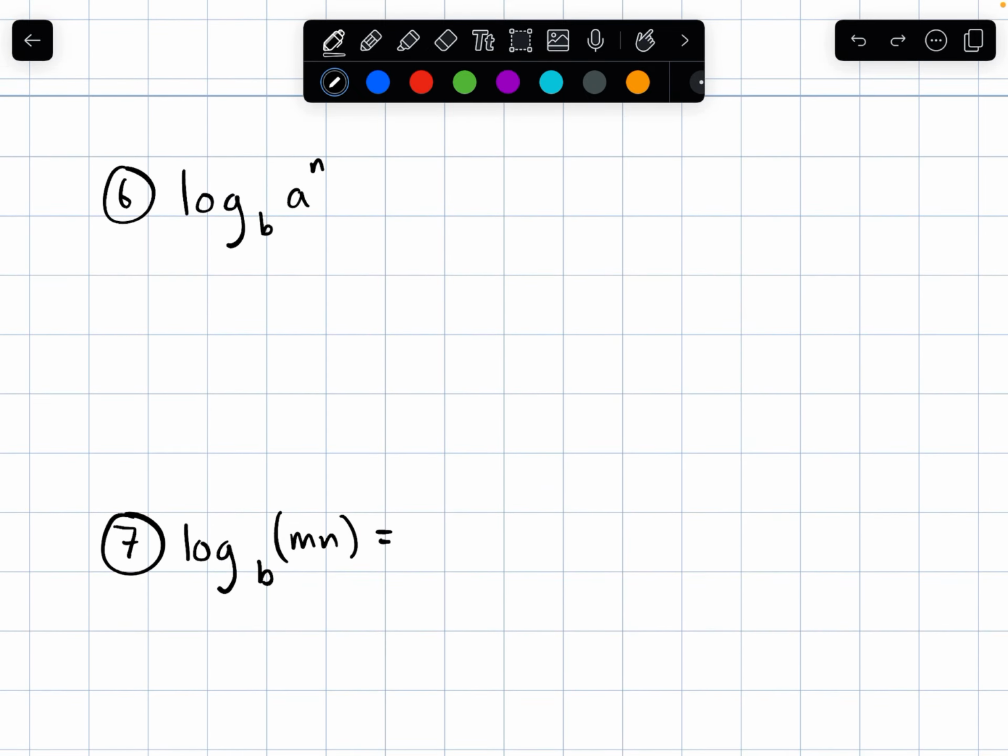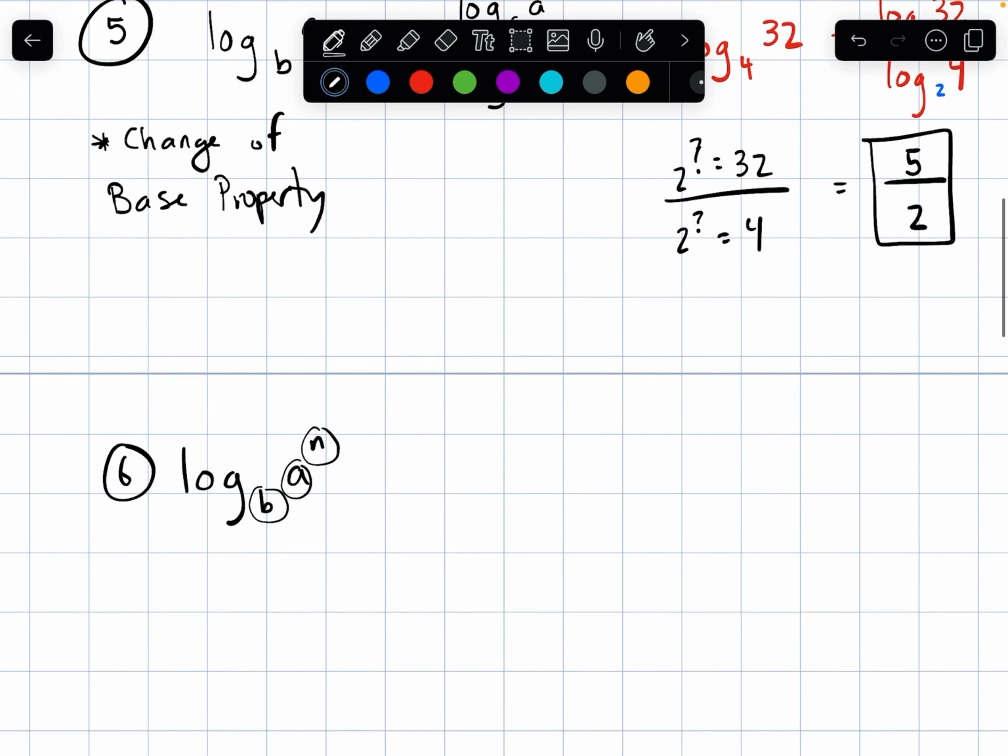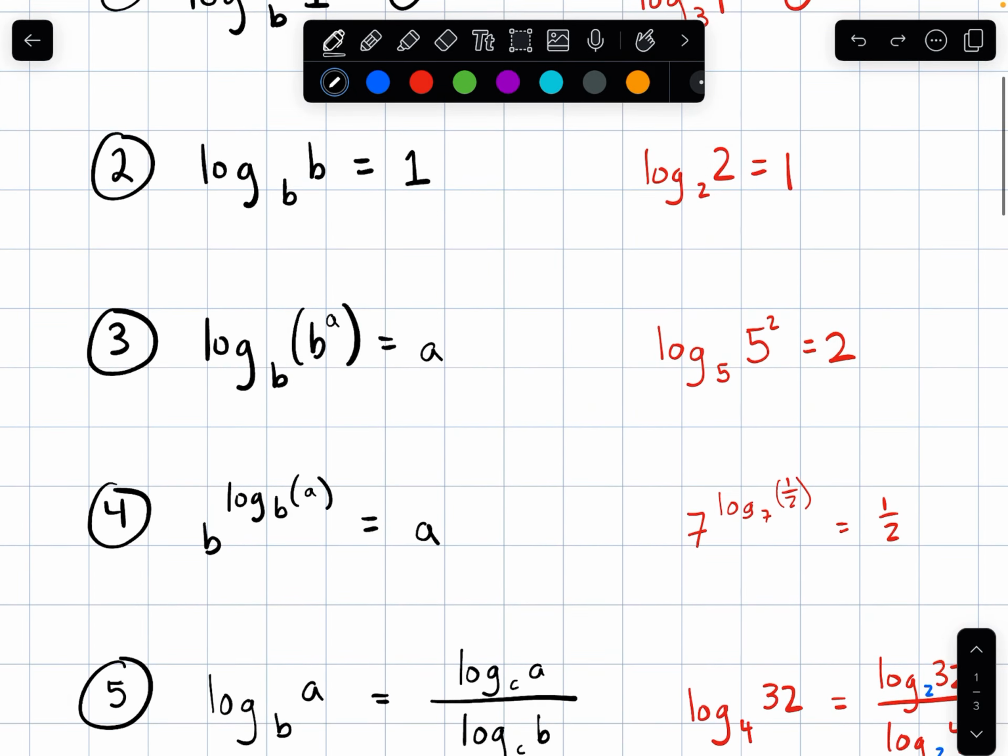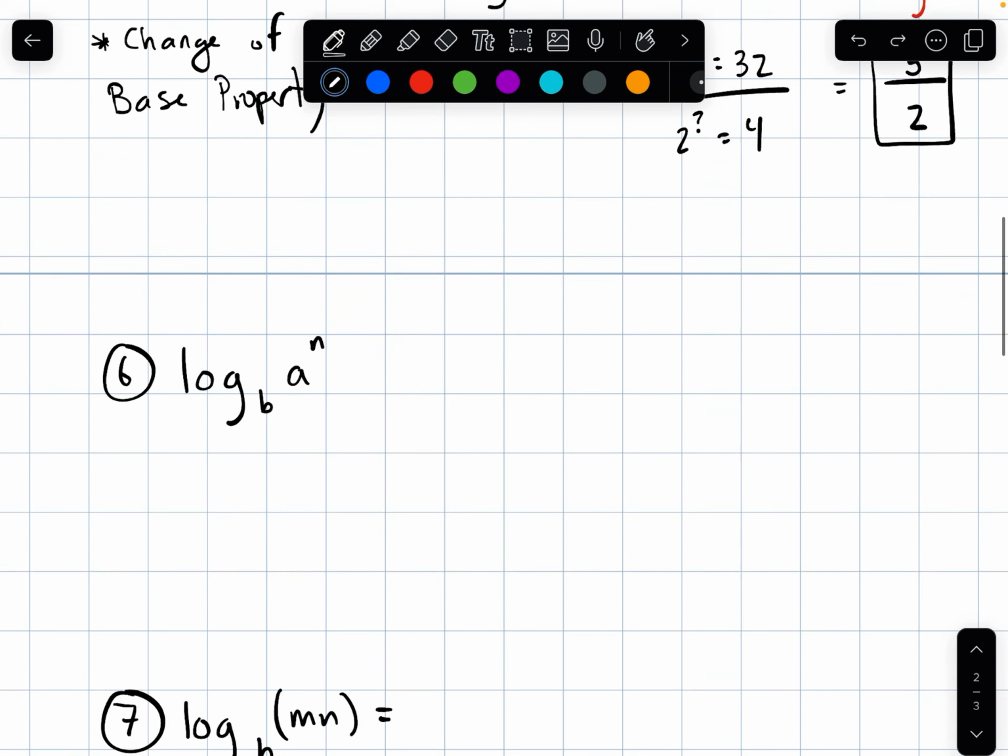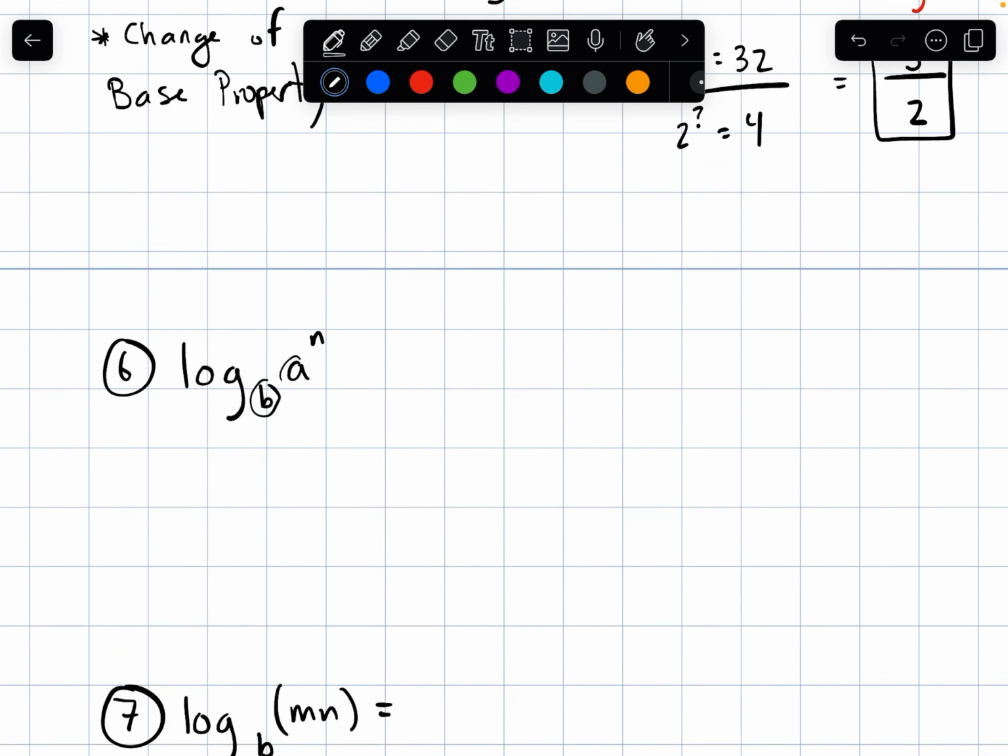All right, problem number 6. Again, we'll explore more why this is true in class. But for problem number 6, this rule is actually very useful when we're solving exponential and logarithmic equations. The rule is that if I have log base b of a to the n, now notice this is a little bit different than this one that we had here. In problem number 3, notice the base of both of these is the same. In this problem, notice this base and this value a, those are different values.